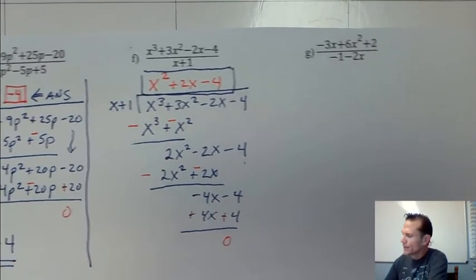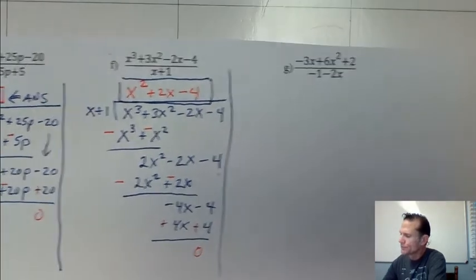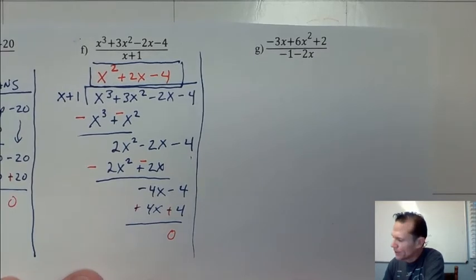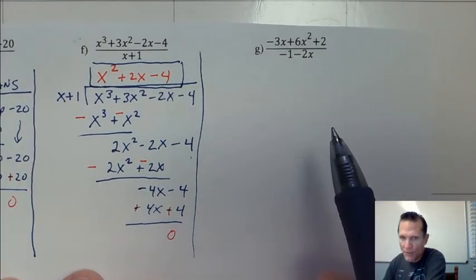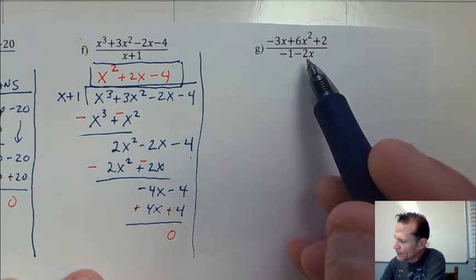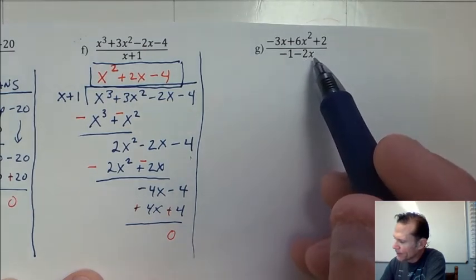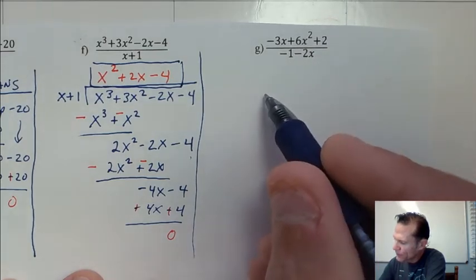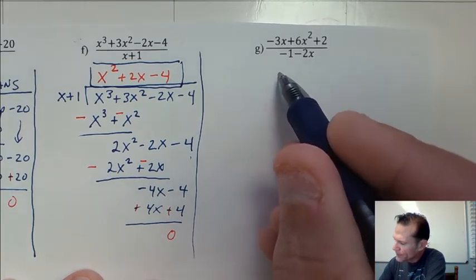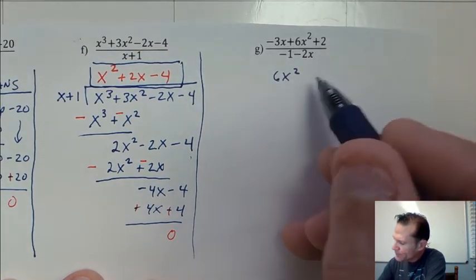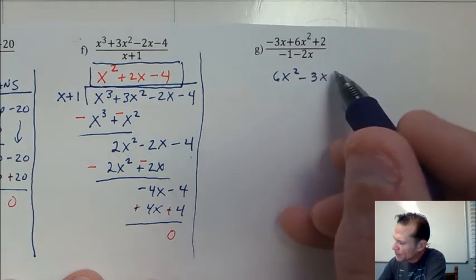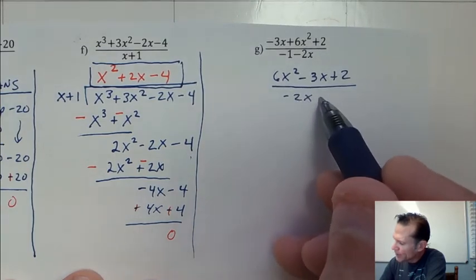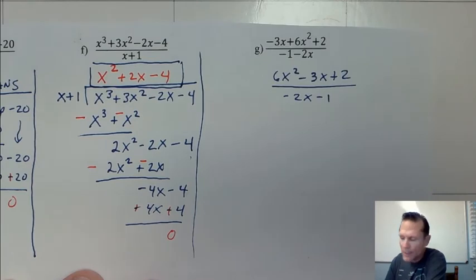Okay. And then looking at this last one here, G, I put this one on here because I wanted to remind you, and you probably won't get one like this, that you can factor a negative out of this, or that's one way you could do this, but you want to put this in the correct order. So you think about it as 6x squared minus 3x plus 2 over negative 2x minus 1. Okay, and we can work with this.